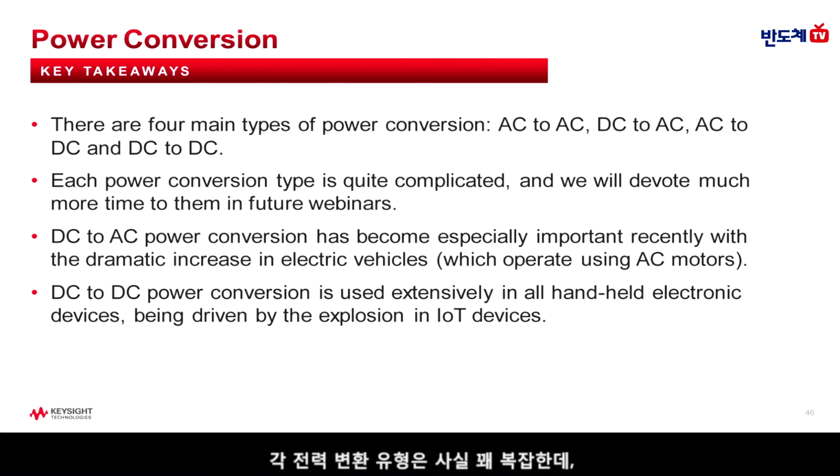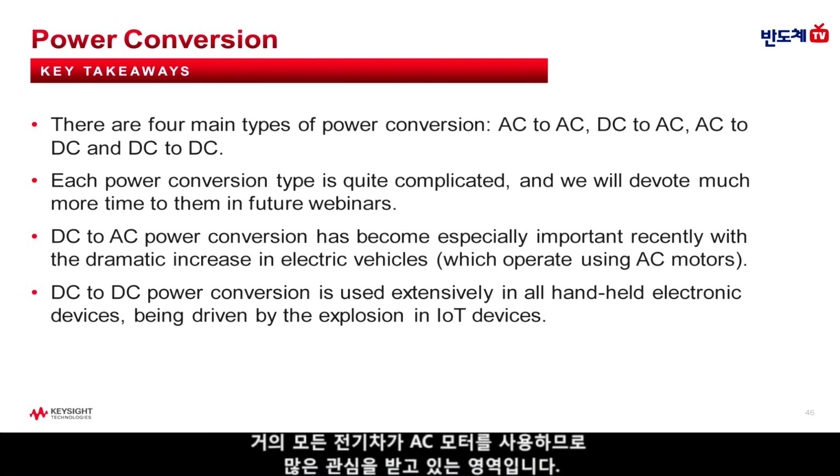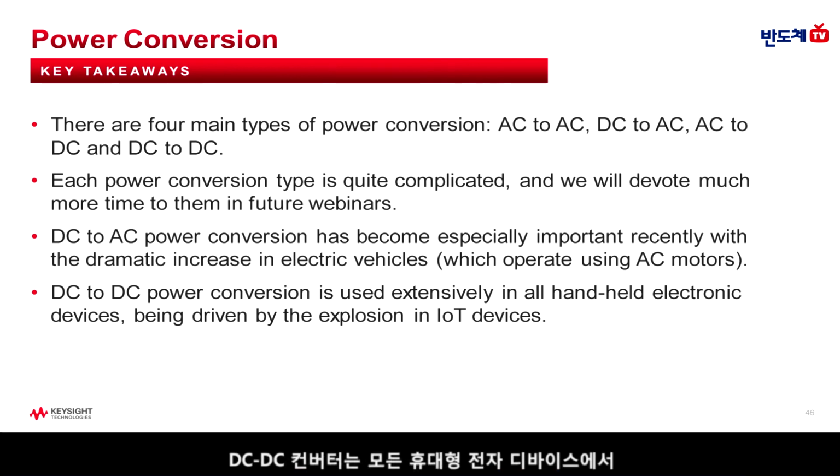Each power conversion type is actually quite complicated, and for a lot of these, we're going to devote much more time in future webinars to covering them and talking about them. But the DC to AC power conversion I just mentioned has, of course, become especially important recently with the dramatic increase in electric vehicles, which virtually all operate on AC motors. So that's a pretty hot area right now. And again, DC to DC power conversion is used extensively in all handheld electronic devices, really being driven by the massive explosion in the IoT device realm.